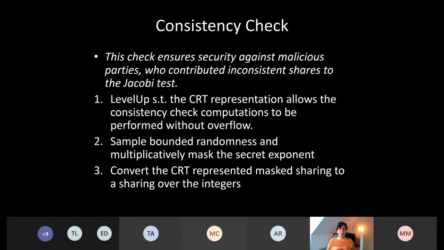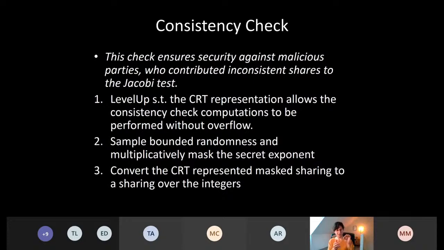Here comes the level up protocol that I mentioned already, to extend the CRT representation of these authenticated shares so that, again, we don't have overflows, because we will have multiplications and masking happening over these secret exponents. So we will need a larger space to ensure that there is no overflow happening. We have devised another sub-protocol, I won't get into the details of that, that samples bounded randomness. And by using this bounded randomness, we multiplicatively mask the secret exponent.